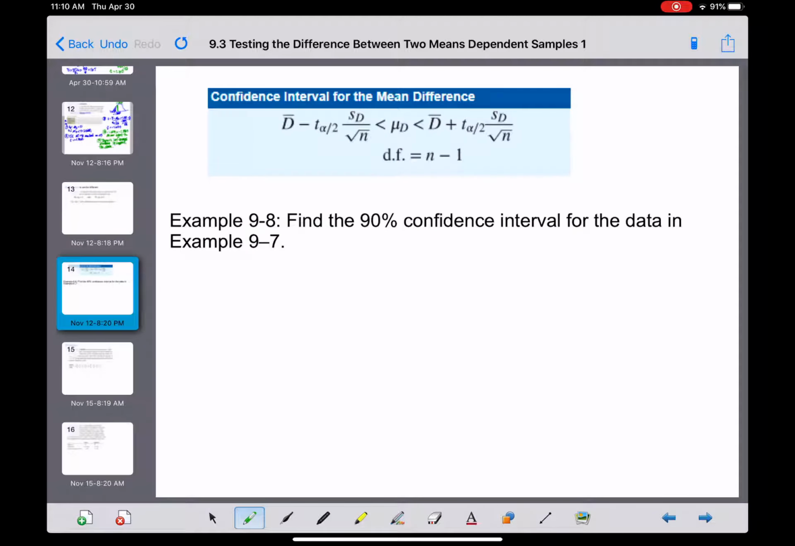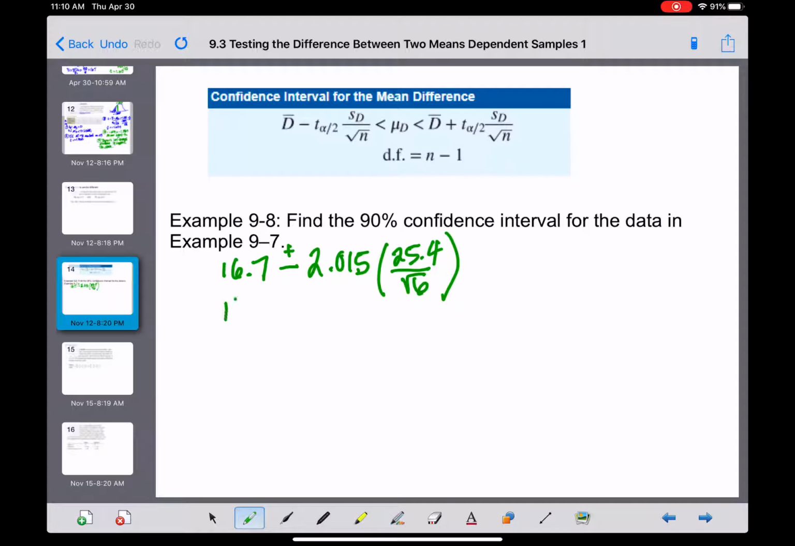And then example 9.8, we're going to find a 90% confidence interval for the data in example 9.7. And so in your homework, it'll do this too, because you have to calculate SD and all of that again. So we're going to use the stuff from the first example that we found. So our D bar in the first example was 16.7 and our T was 2.015, times our standard deviation 25.4 divided by the square root of 6.